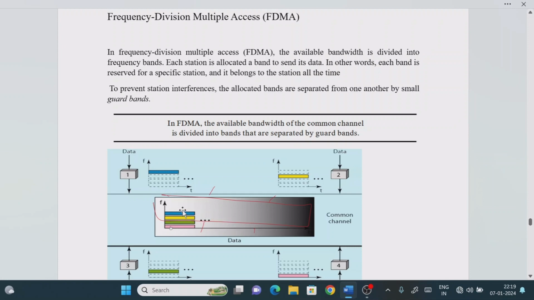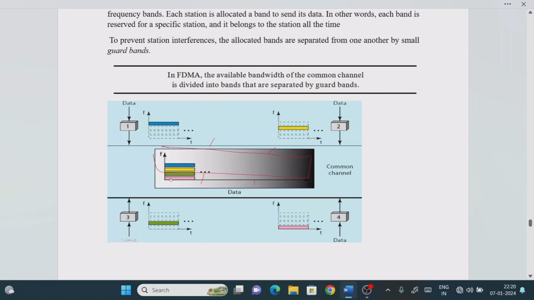So each sub band is assigned to a particular user, so that whenever that user wants to communicate, using that unique frequency band only, he can communicate with another person or another station. That is the meaning of frequency division multiple access.